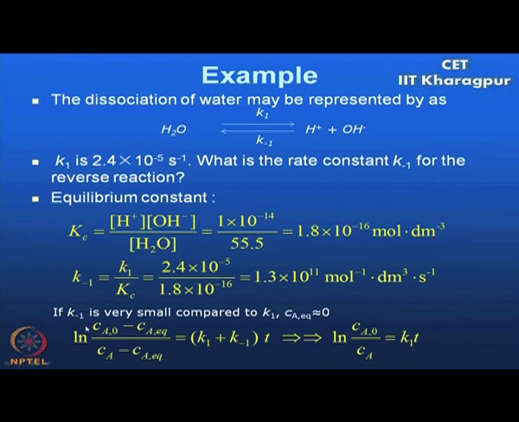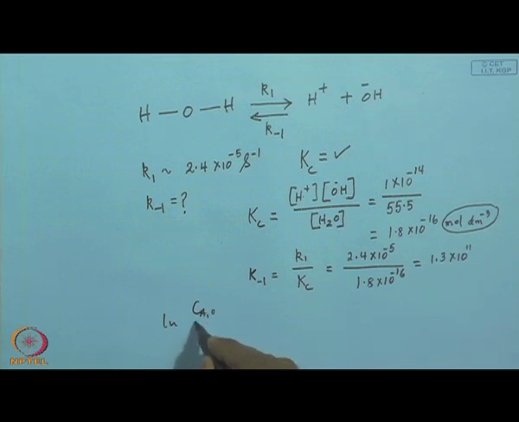Anyway, now if K minus 1 is very small compared to the forward reaction, then Ca at equilibrium will be very close to 0, that is, the left hand side will be very close to 0, and your expression will get simplified into ln Ca 0 by Ca is equal to K1 into t. Here in this case, for this reaction, K minus 1 is huge compared to K1.